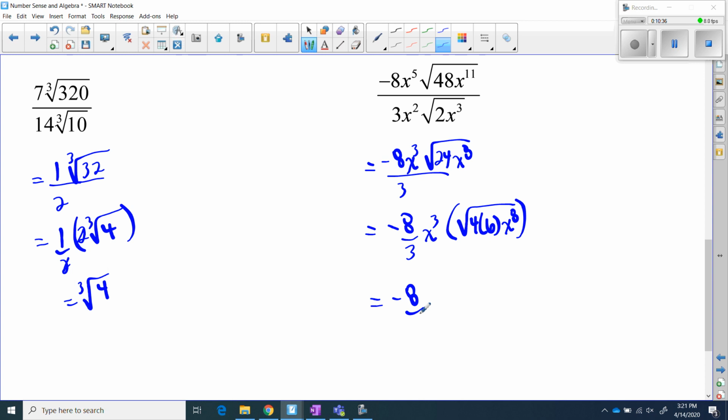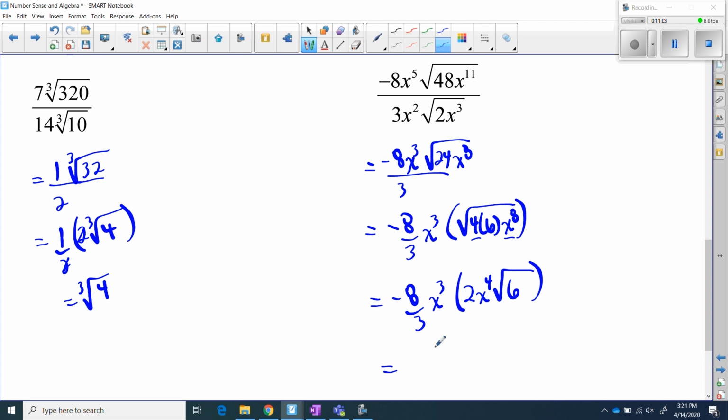It all means the same thing. I've got negative 8/3 x to the power of 3. Now 4 is a perfect square and x to the 8th is a perfect square, so we're going to take the square root of those. The square root of 4 is 2. The square root of x to the 8th is x to the 4th. So the only thing under there that was not a perfect square is the 6. We're getting there. Now I've got negative 8/3 multiplied by 2.